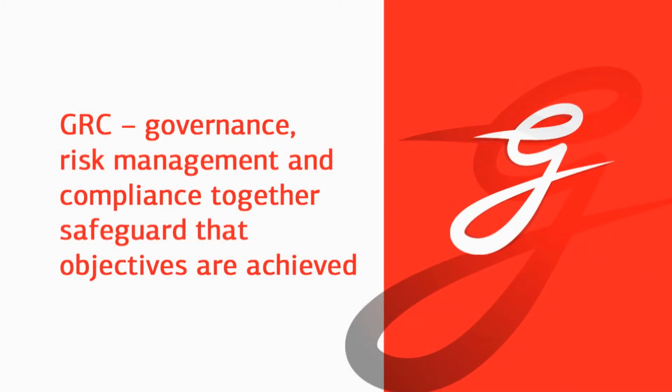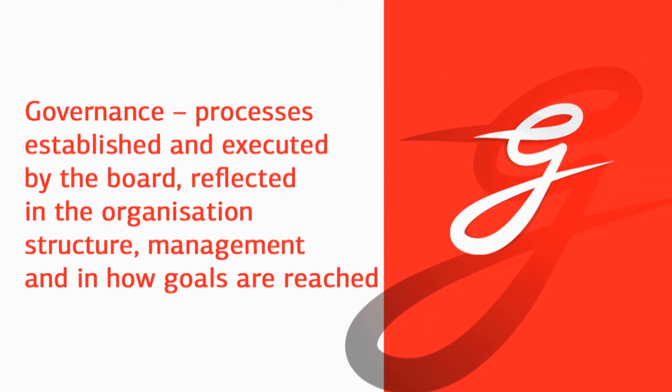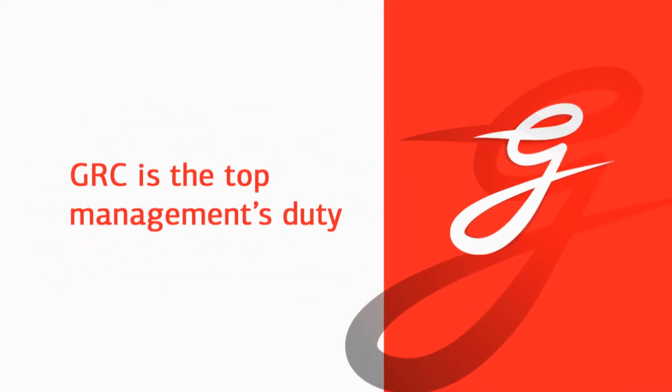Governance, risk management and compliance, which is what GRC as an acronym stands for, are three pillars that work together for the purpose of assuring that an organization meets its objectives. Governance is a combination of processes established and executed by the board of directors that are reflected in the organization structure and how it's managed and led towards achieving goals. It's important here to understand that top management responsibility is GRC.